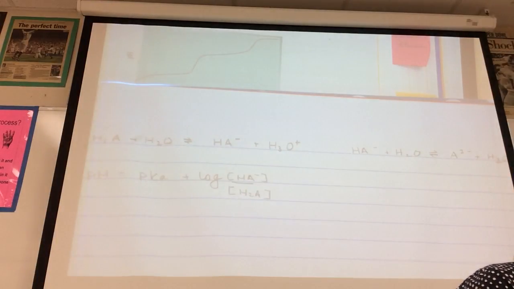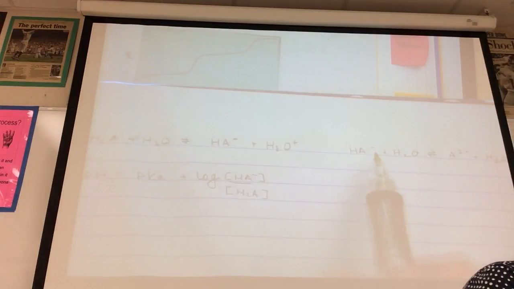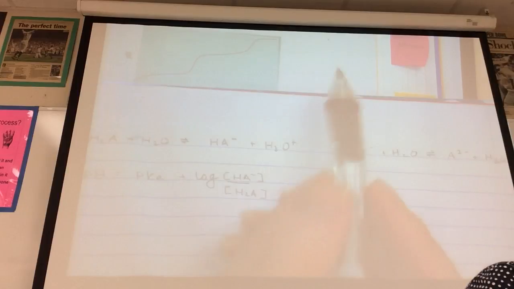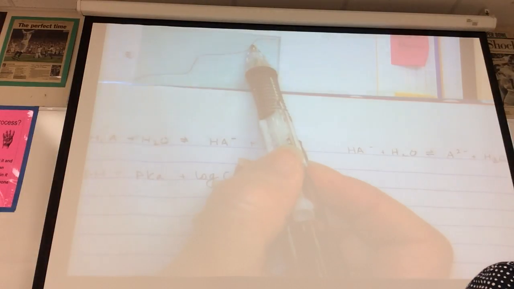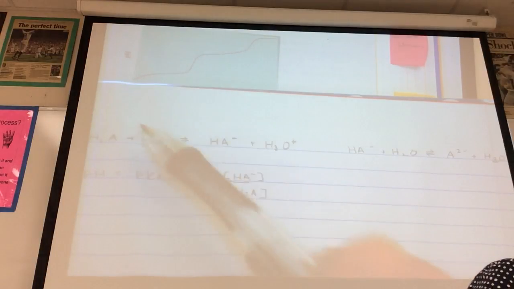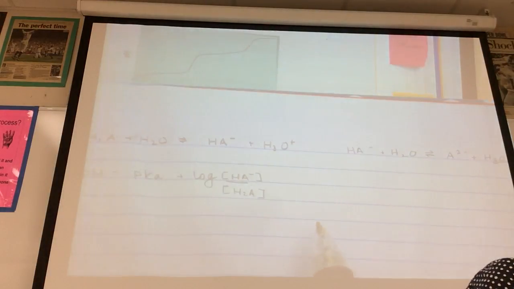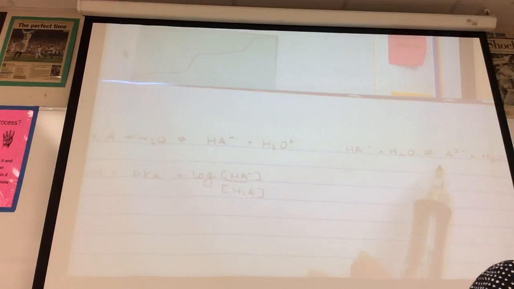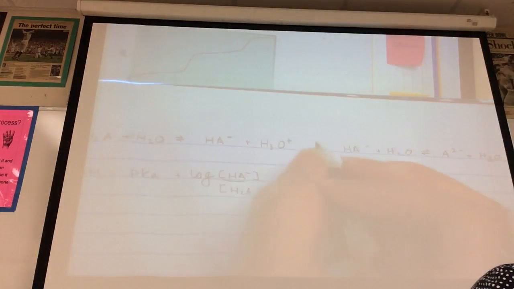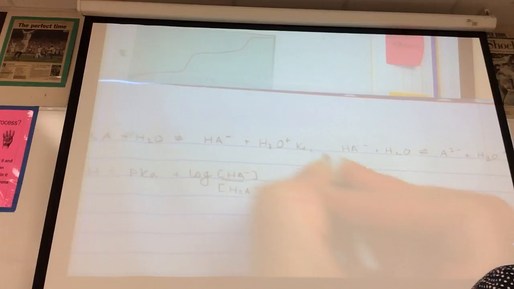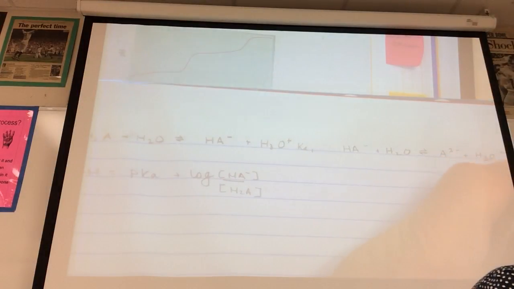Okay, so now what you're looking at is the second titration, if you will. And at the equivalence point, the second equivalence point, what are you going to use in regard to determining pH? What will hydrolyze at that point? A2 minus. So if you look at this, keep in mind that Ka1 will be greater than Ka2.